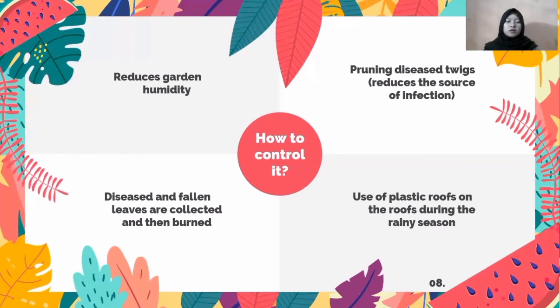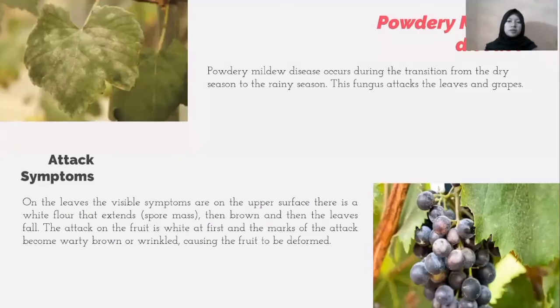And then we can use plastic roofs during the rainy season, because the splash of water drops can help spread the pathogen to other healthy plants. And then we talk about powdery mildew disease.